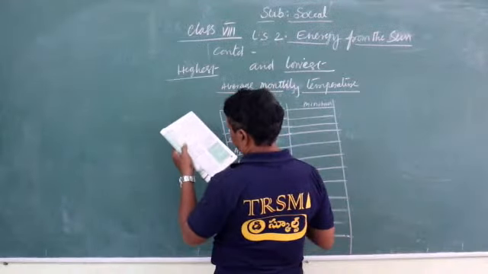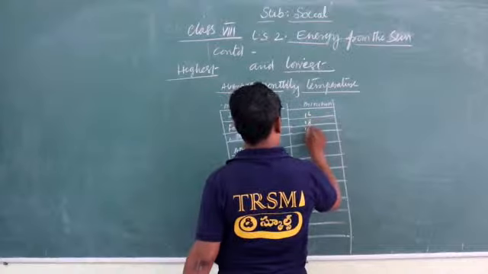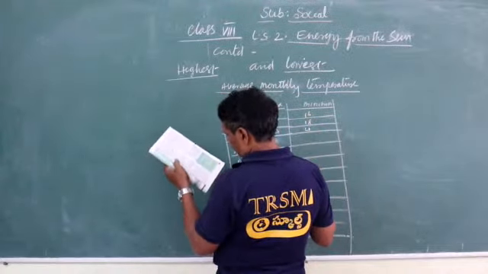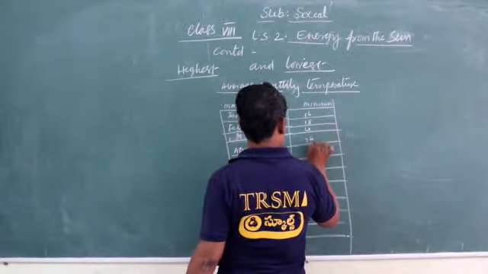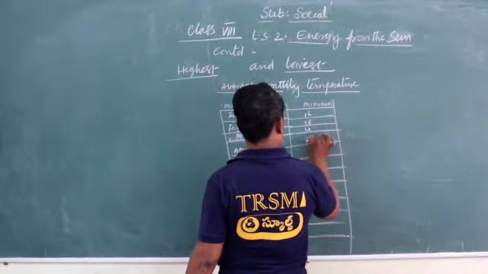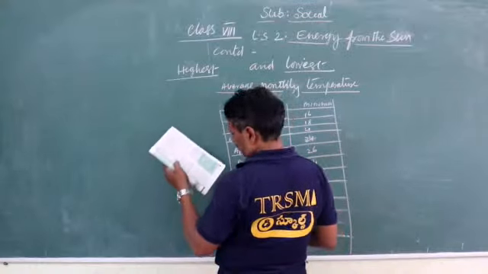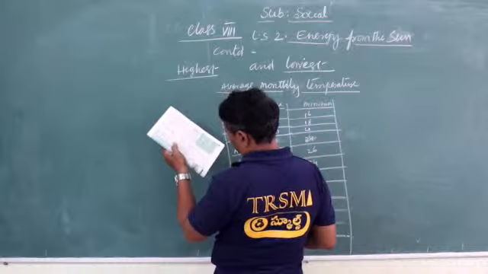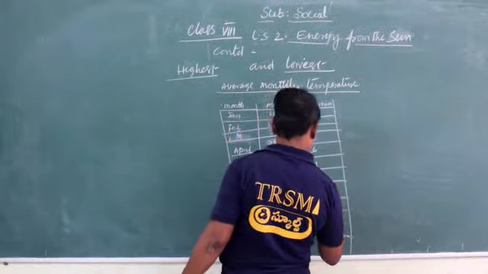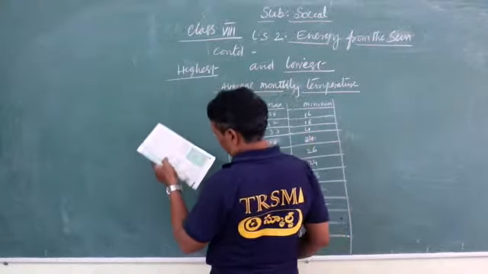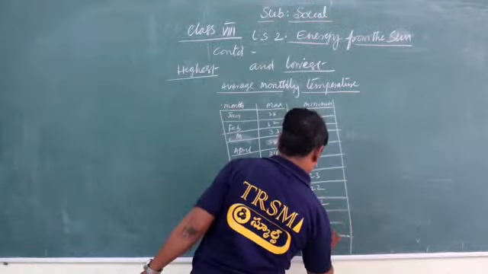Right. 16, 18, 21. 24, 26, 24. 23, 22, 22. 21, 17.